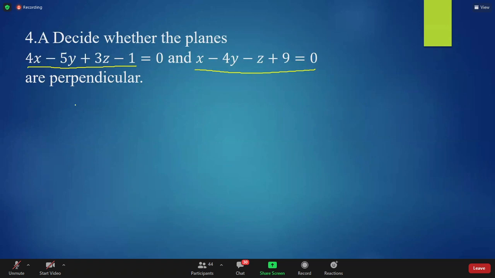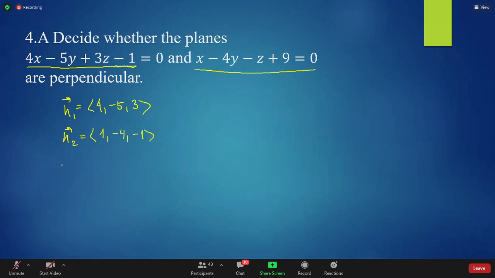So the normal vector of the first plane is (4, -5, 3). The free constant, the free term, does not influence the normal vector. It is simply a constant in the equation, but it does not have any relation to the vector. The vector has coordinates only the coefficients of the variables. And for the second plane, we have 1, which is the coefficient at x, -4, -1, which is the coefficient at z.